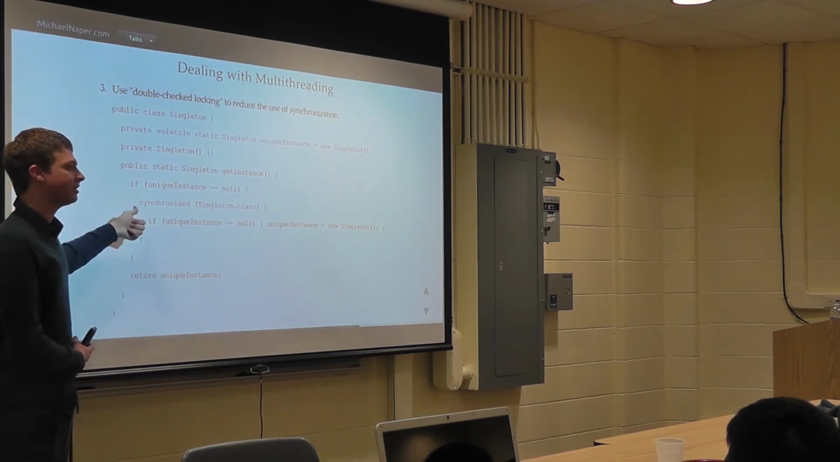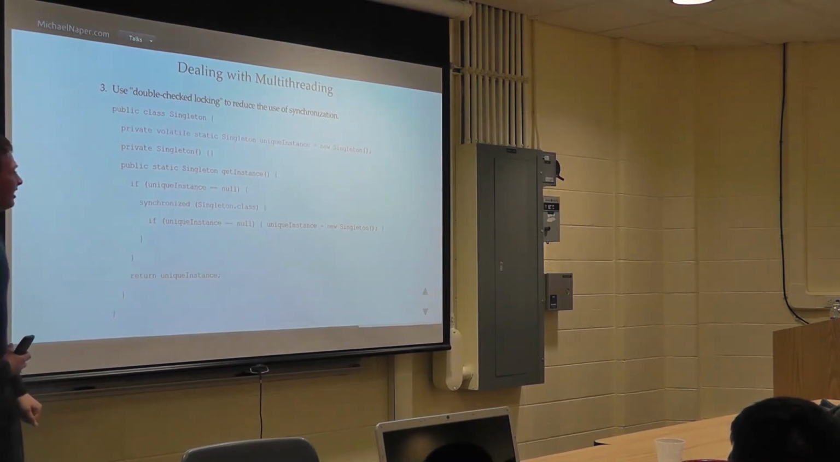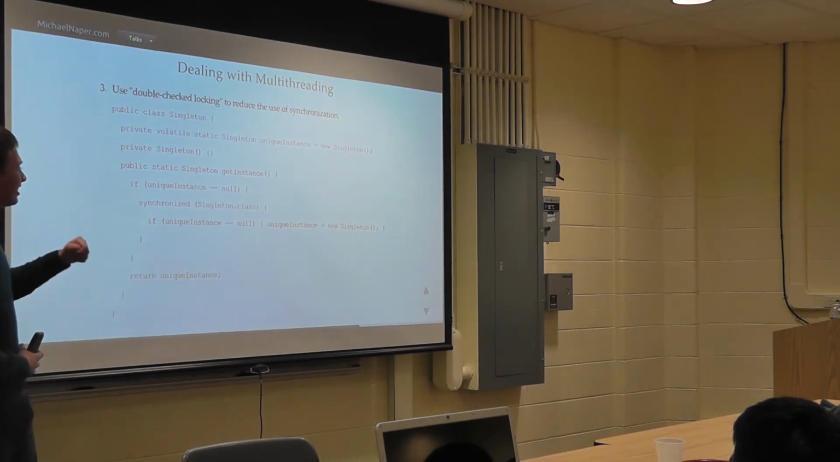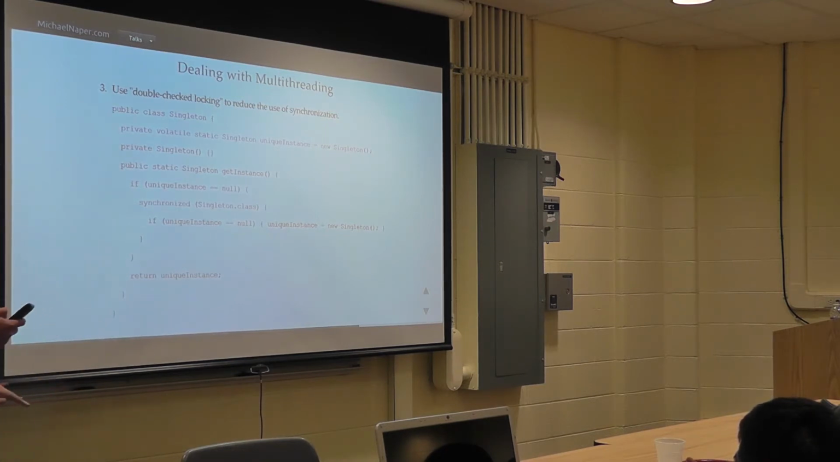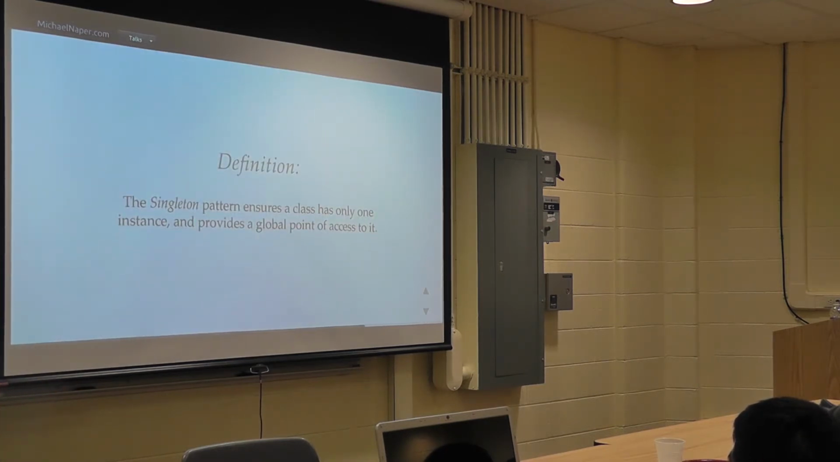So we only do it when we know we have to, basically. If we find that it's null, we go ahead and synchronize, set up the locks, create our singleton instance, and then return it. So that is good. Okay, so the singleton pattern ensures a class has only one instance and provides a global point of access to it.